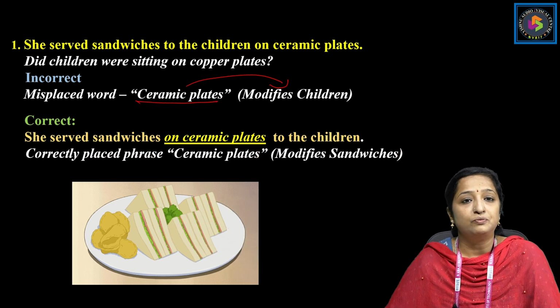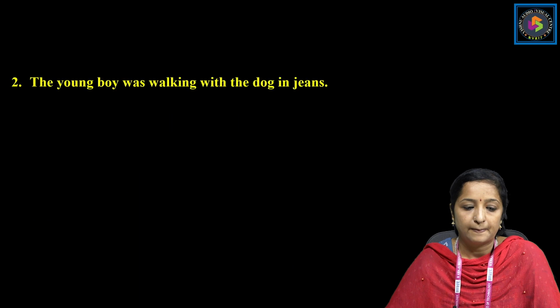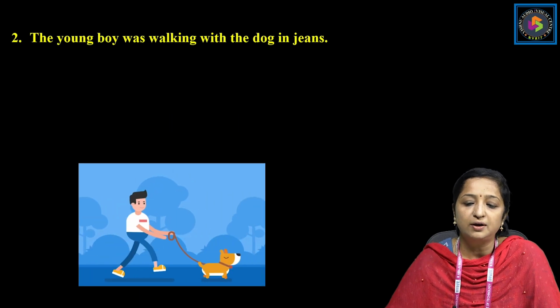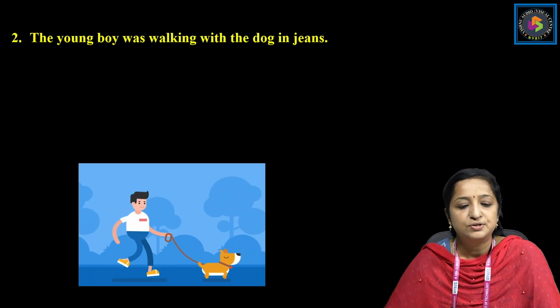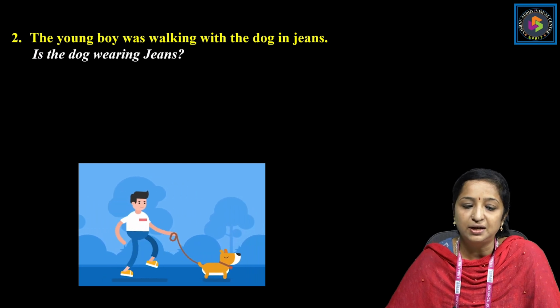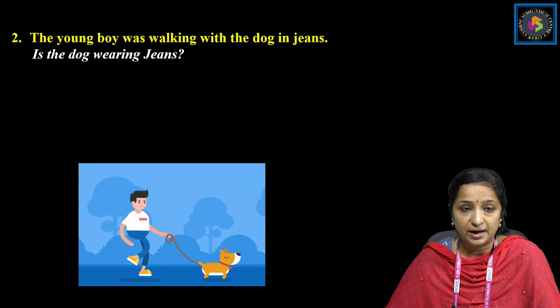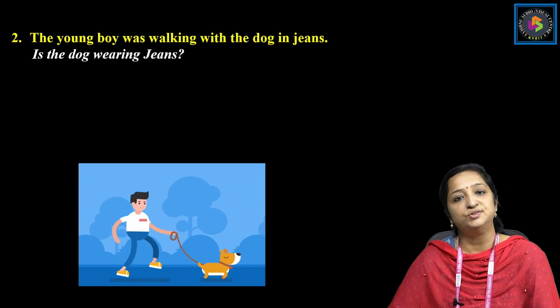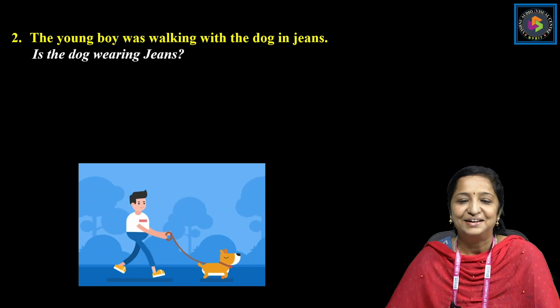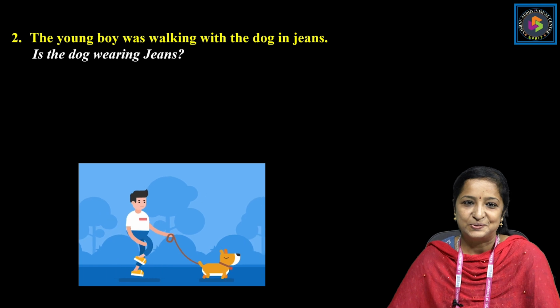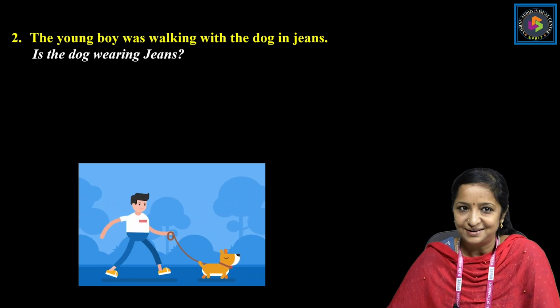Now, let us go with the second example. The young boy was walking with the dog in jeans. So, this sentence conveys a meaning that the young boy was walking with the dog and that dog is wearing jeans. So, a dog cannot wear jeans. Only a boy can wear jeans.